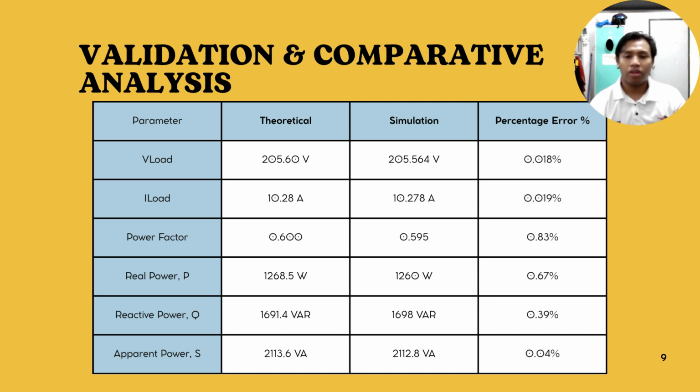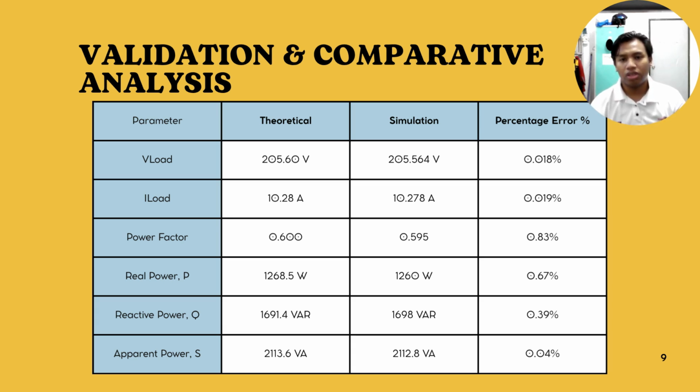Our real power that we calculate is 1268.5 watt, and our simulation value is 1260 watt. Our percentage error is 0.67%. Our reactive power theoretical value is 1691.4 VAR, and our simulation value is 1698 VAR. And our percentage error is 0.39%.